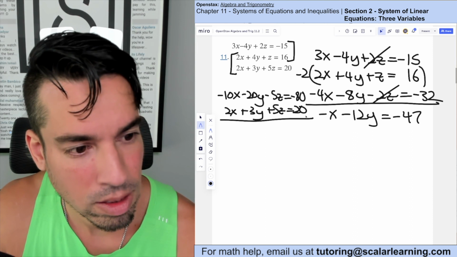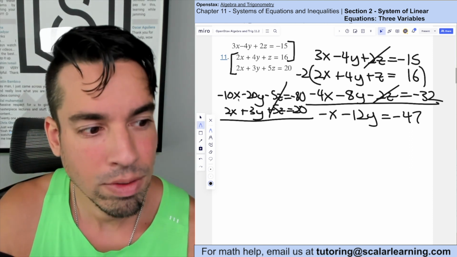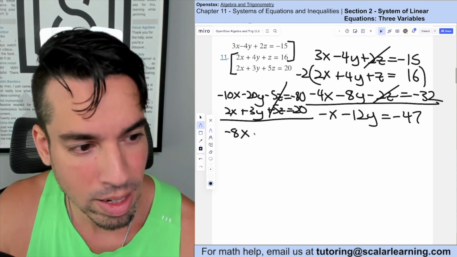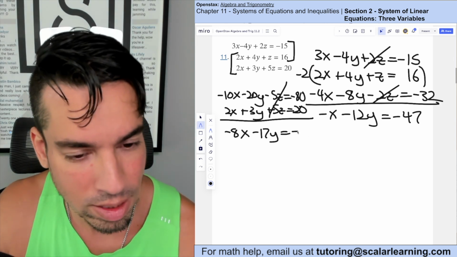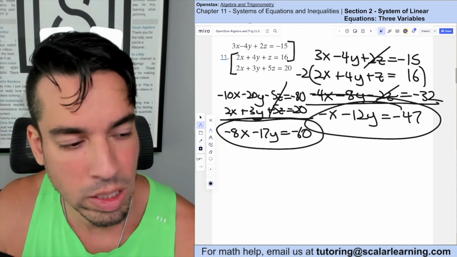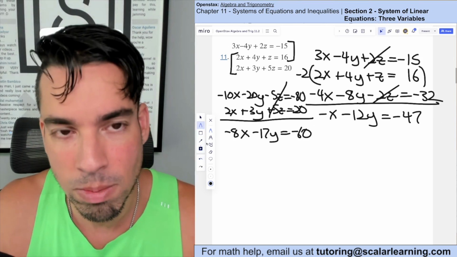And now we're going to add these together, noticing that these are going to cancel out just like we want. Negative 10x plus 2x is negative 8x. Negative 20y plus 3y is negative 17y. And negative 80 plus 20 is negative 60. Okay, now I got two nice equations with only two variables. So this is now seeming like a typical dual system of linear equations.